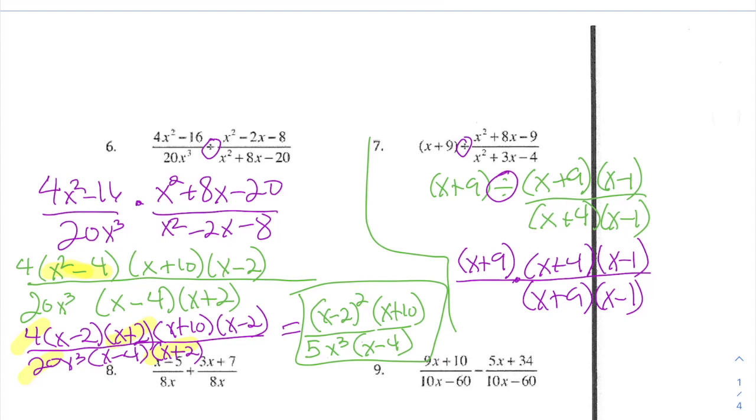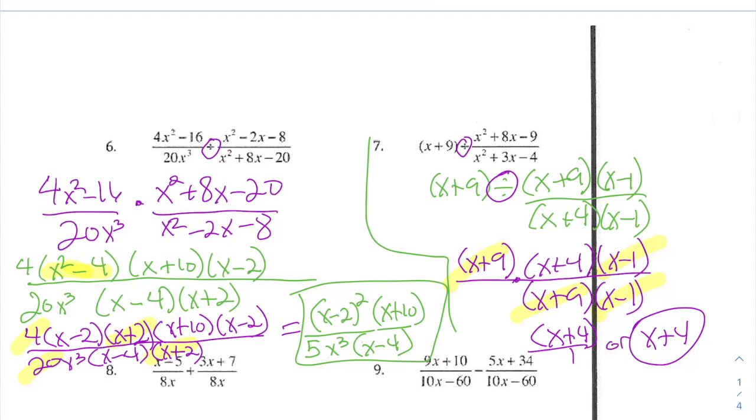And I look for common factors, x minus 1 with x minus 1, x plus 9 with x plus 9. And, when you divide, it's a 1 in the denominator, so now the answer is just x plus 4 over 1, or just x plus 4.